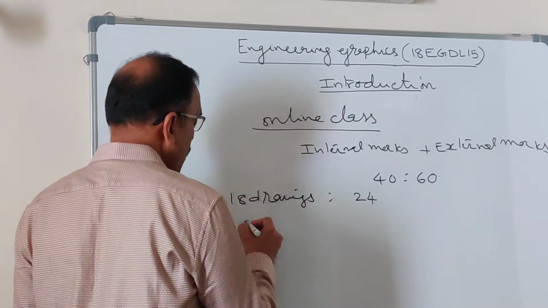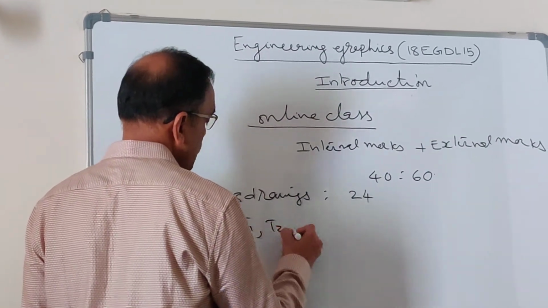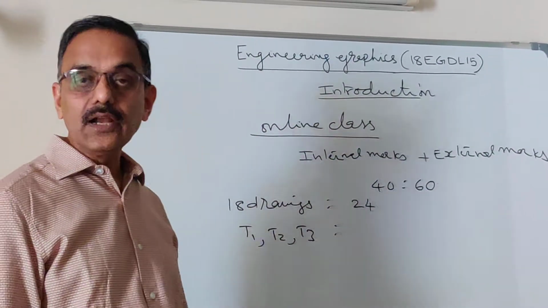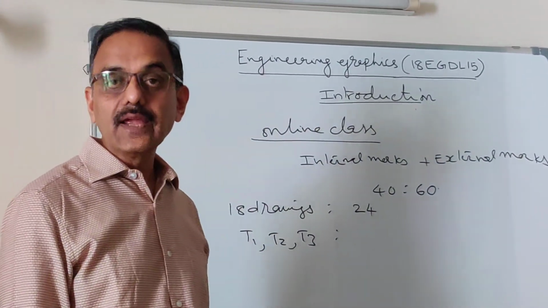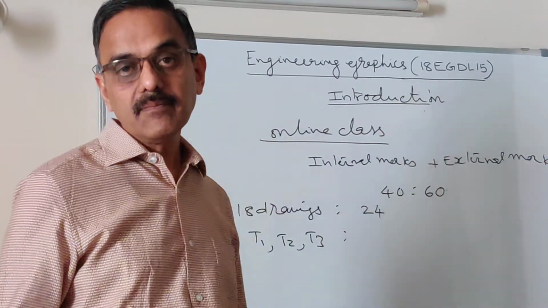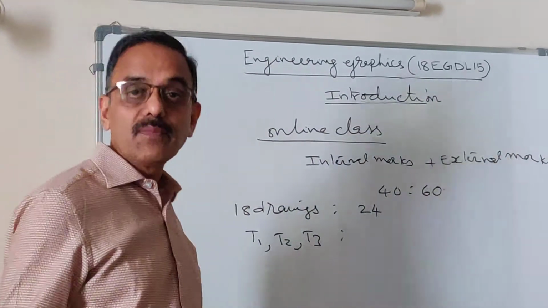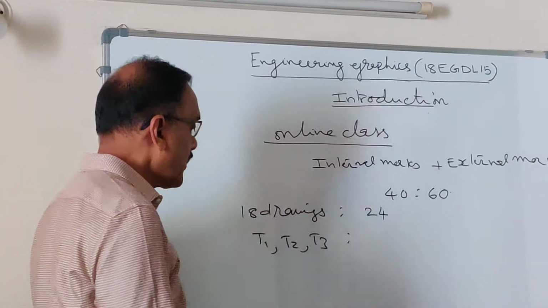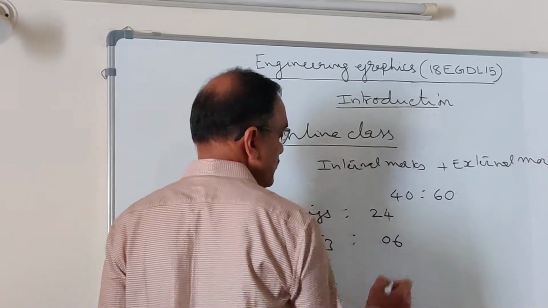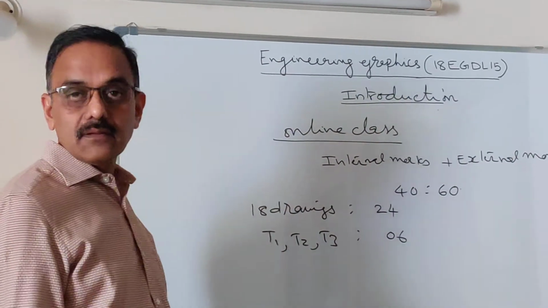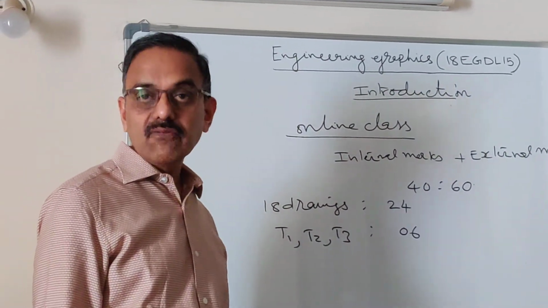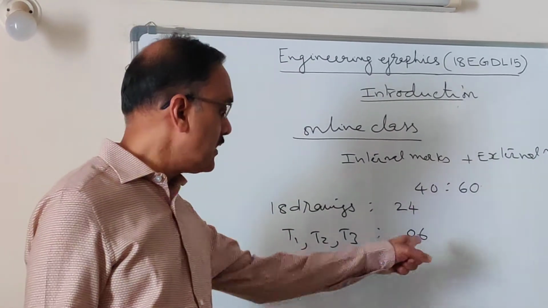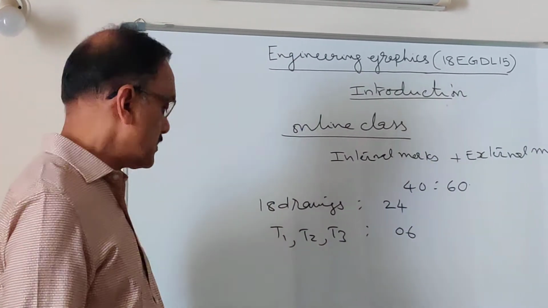Then you will have 3 tests during the semester, T1, T2, T3. They are also called IAT, Internal Assessment Test, IAT 1, IAT 2, IAT 3. Each test will be conducted for a maximum of 50 marks, and those marks will be finalized for 6. You have to take all the 3 tests, and we take the average of all the marks that you have scored in those 3 tests, and it will be reduced to 6 marks.